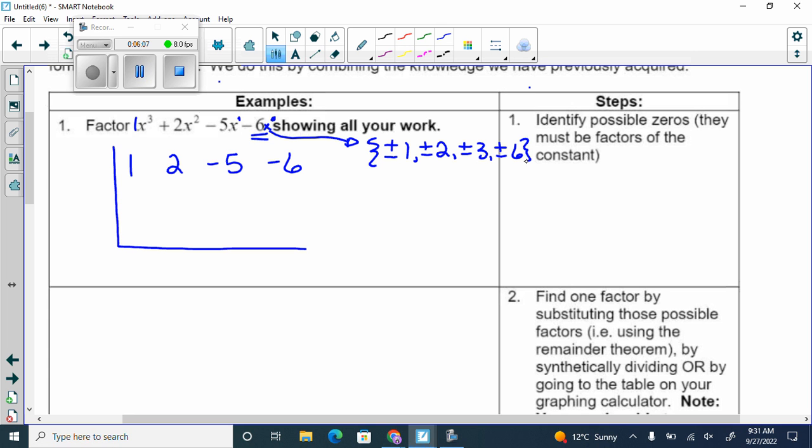Now that would take quite a while. You'd have to plug in 1, see if you get a 0 in the remainder box. Plug in -1, see if you get a 0 in the remainder box. Plug in 2, plug in -2 until you get a 0 in the remainder box. Right? That would take some time. Hopefully it would be 1 or -1. But really what we're looking for are x-intercepts, are we not?